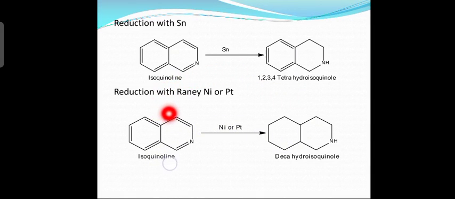Next, reduction with Raney nickel or platinum. This is the reduction taking place. So decahydroisoquinoline, that means 10 hydrogen atoms add up, so that no double bonds are present. All the double bonds undergo cleavage and hydrogen adds at each carbon atom. Even at the nitrogen atom, this is a pyridine type nitrogen, there is hydrogen. That means all double bonds undergo bond cleavage, and single bonds are formed with hydrogen atoms. Therefore decahydroisoquinoline is obtained. So this is the product of hydrogenation in the presence of nickel or platinum.